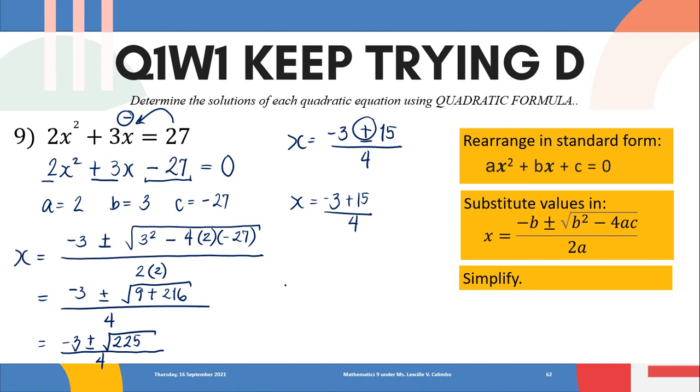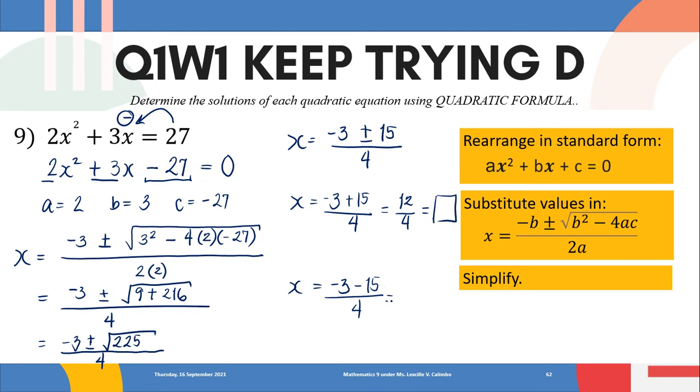Pangalawa is x equals negative 3. Yung minus naman. Minus 15 all over 4. And now, you compute. What is negative 3 plus 15? Correct. That's 12 over 4. Now, you identify the result here.